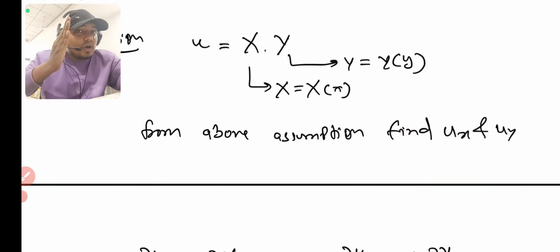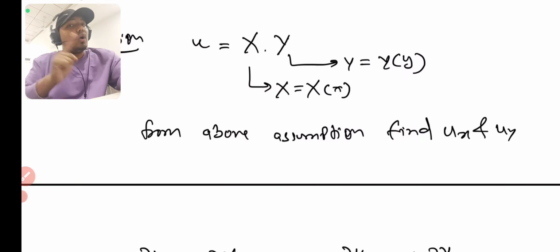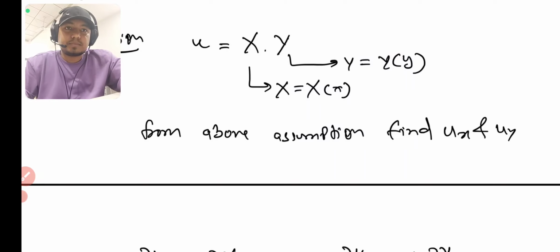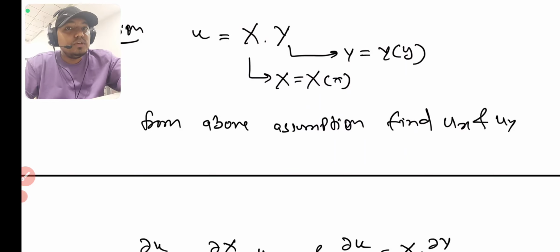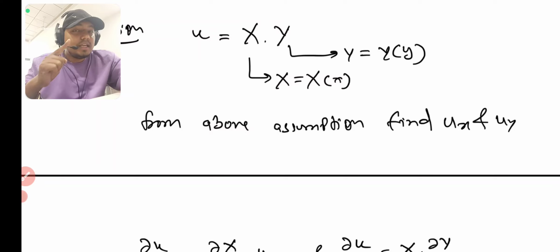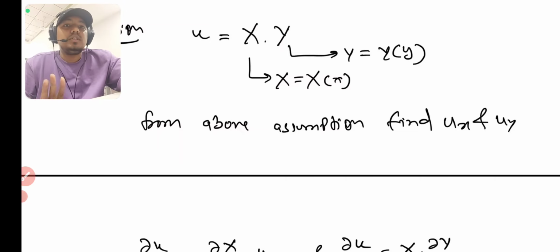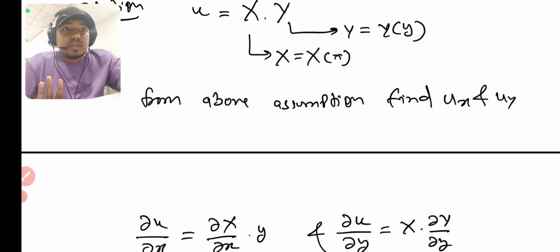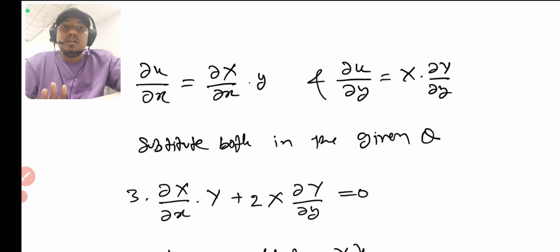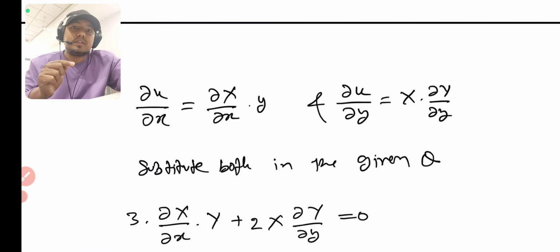Okay. So I am telling you to differentiate u with respect to x, also with respect to y, by keeping the other variable constant. When you are differentiating u, dou u by dou x will come. That time y will be constant. When you are differentiating u with respect to y, dou u by dou y, that time x will be constant. Correct? Okay. So from above assumption, we are going to find out ux and uy. So how will you find out ux? Dou u by dou x. That time keep y constant. So dou u by dou x into y.